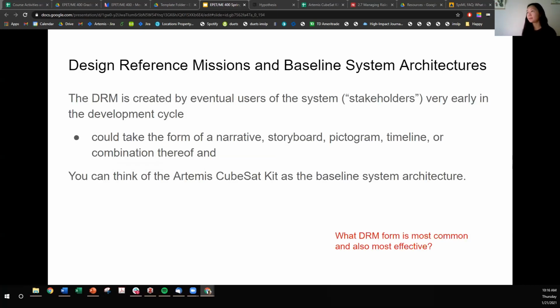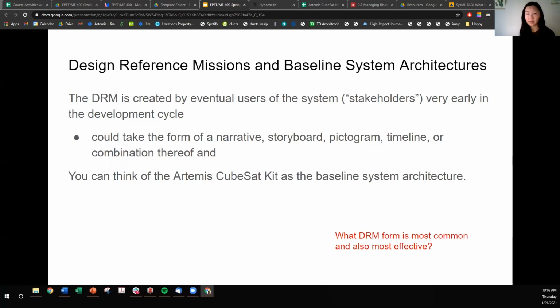So, design reference missions and baseline system architectures. A design reference mission establishes an operational context, descriptions of the environment situations in which solution concepts are expected to operate, an operational narrative of expected behavior, including a sequence of operational activities and interactions between systems in an environment, and sample measures for establishing goals for a mission.